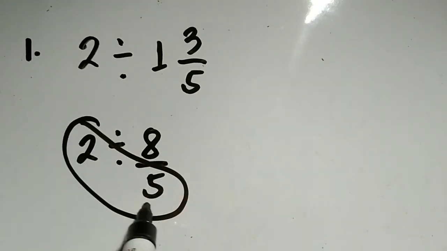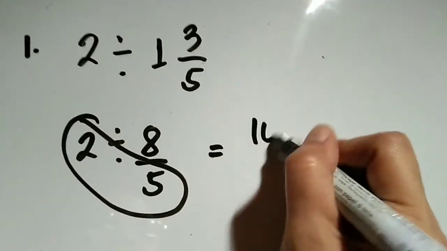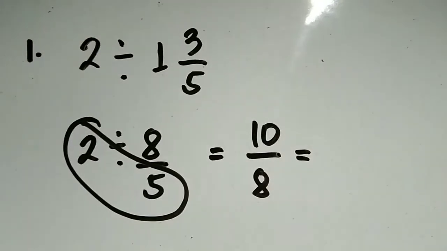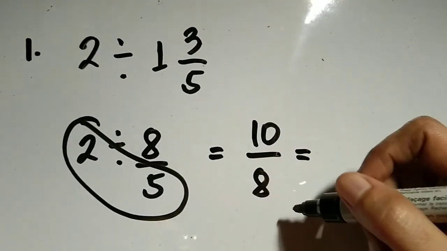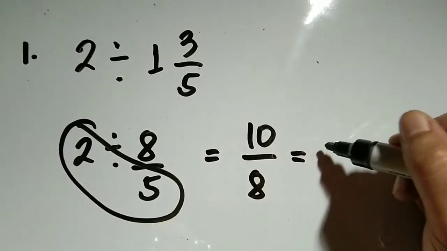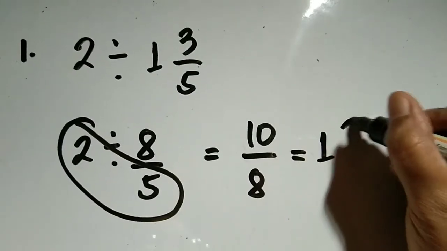Ang whole number tsaka ang denominator. So, 2 times 5 is equals to 10 over 8. And since ang ating fraction ay naka-improper fraction, pwede natin siyang gawing mixed number. Ilang 8 meron sa 10? So, 1. And then, may matitira pang dalawa.